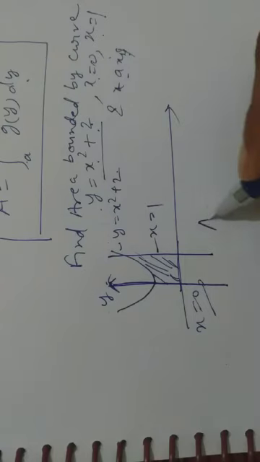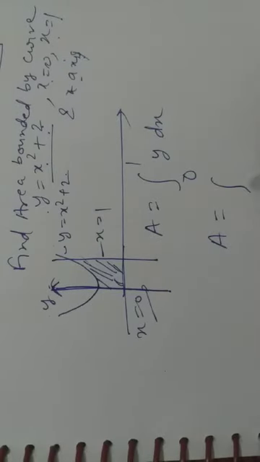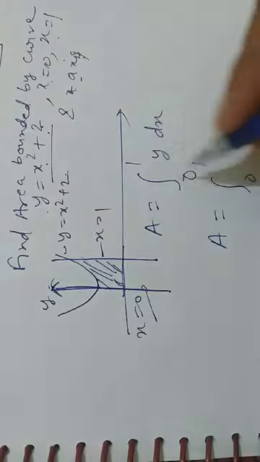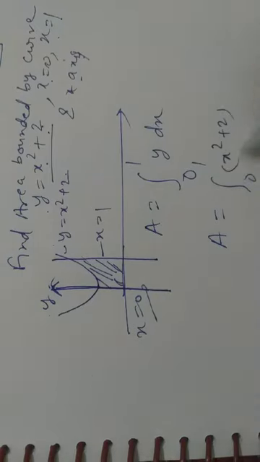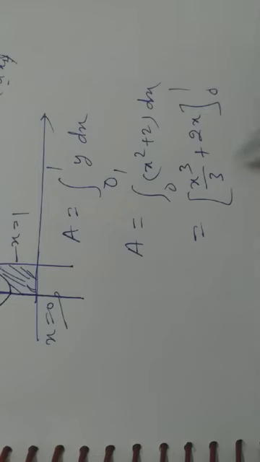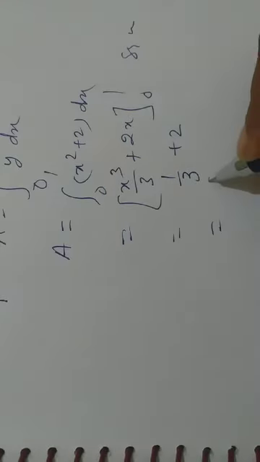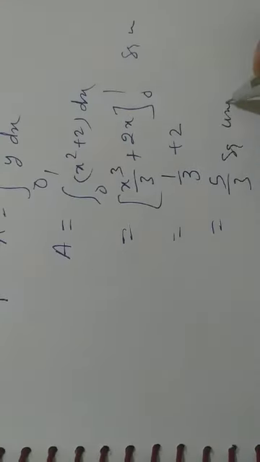So the required area will be integral 0 to 1 y dx. Area is equal to integral 0 to 1 of y, which is x square plus 2, dx, is equal to (x cube by 3 plus 2x) with limits 0 to 1, square unit, is equal to 1 by 3 plus 2, which is equal to 5 by 3 square unit. This is the required area.